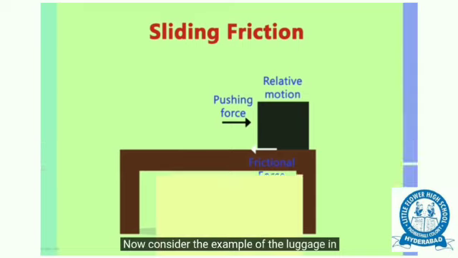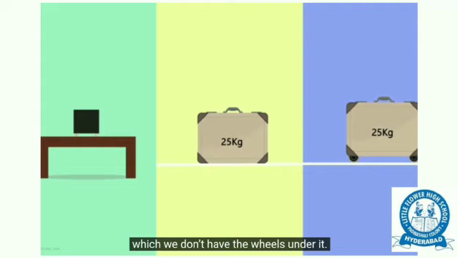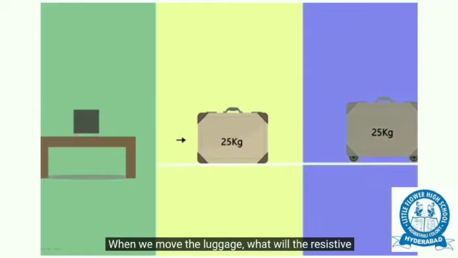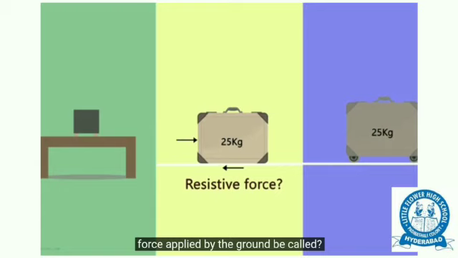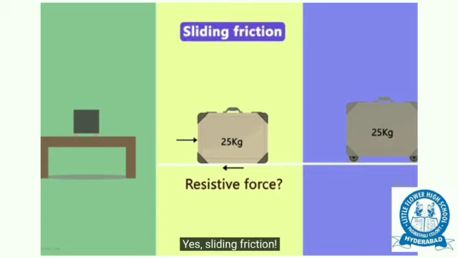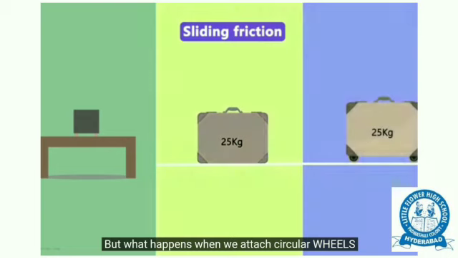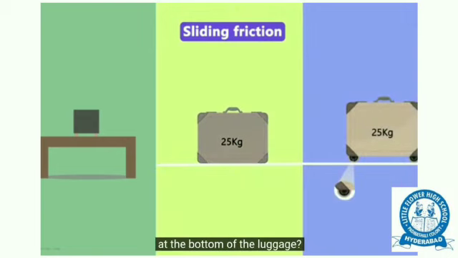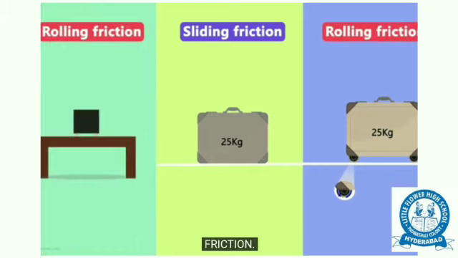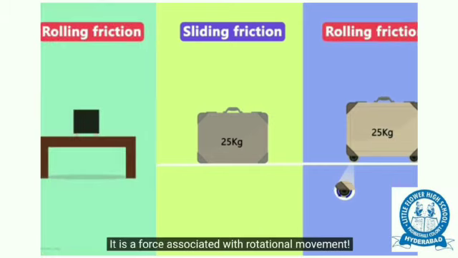Now consider the example of the luggage in which we don't have the wheels under it. When we move the luggage, what will the resistive force applied by the ground be called? Yes, sliding friction. But what happens when we attach circular wheels at the bottom of the luggage? Yes, the friction gets reduced to a great extent. This type of friction which arises when an object is rolled on a surface is called rolling friction. It is a force associated with rotational movement.